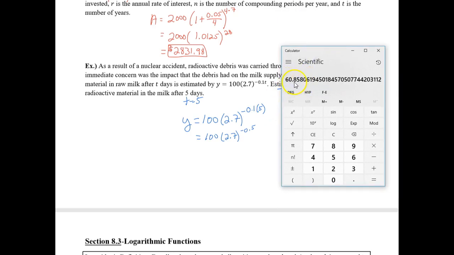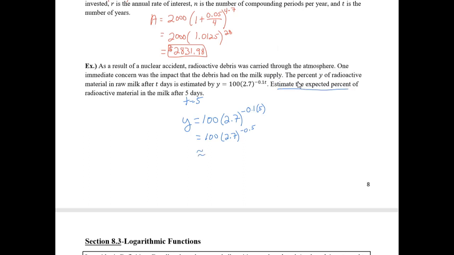It doesn't tell us where to round it. We could round it to 61%. Again, the directions don't say, so we could say 60.9 or 61%, depending on where we want to round it. And there you go. The key to these types of problems is to identify what your variables mean, plug in what you know, and evaluate for what you don't know.